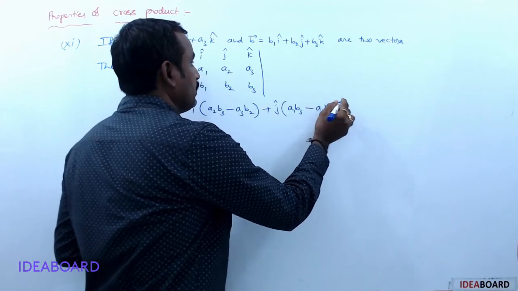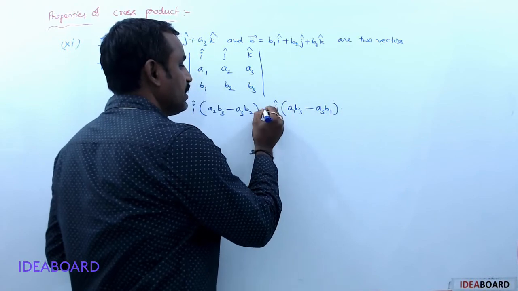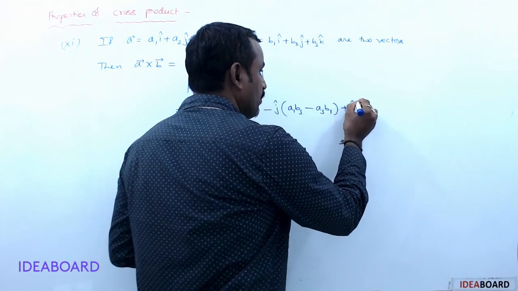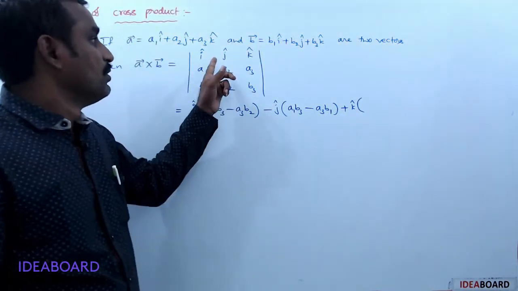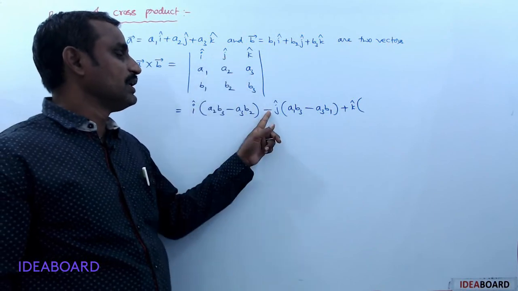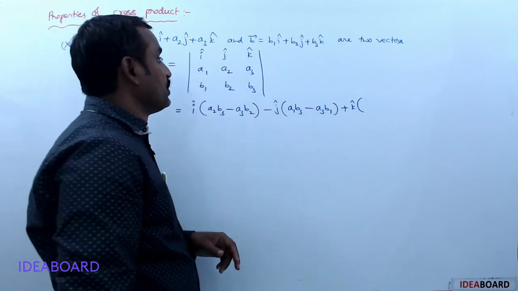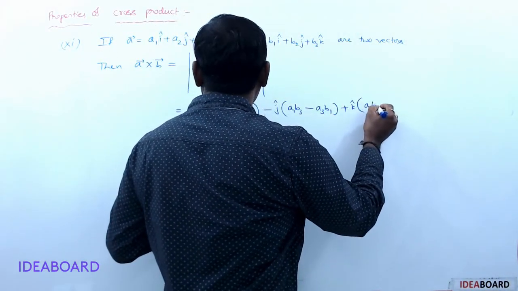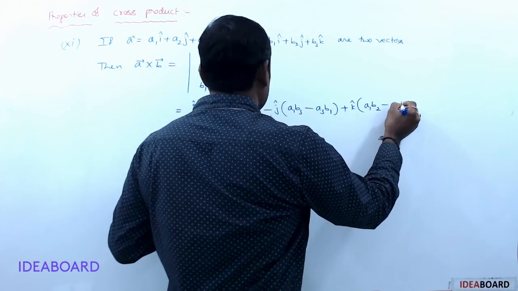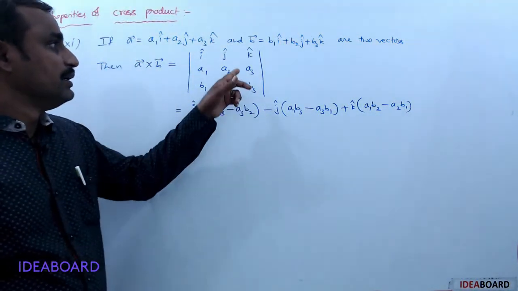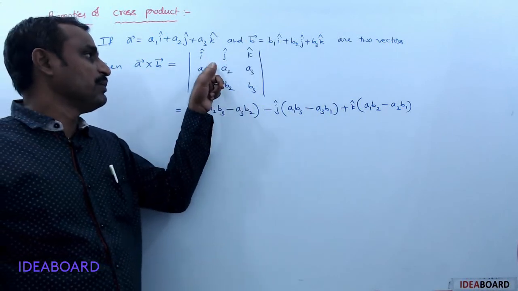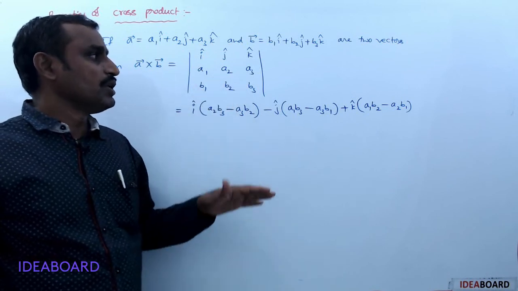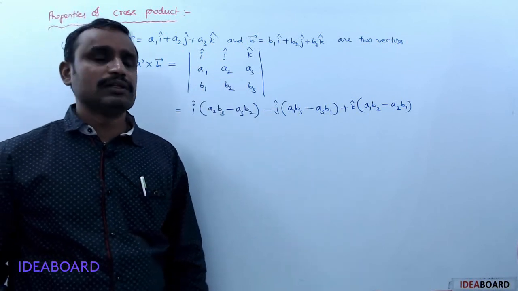Here this is minus J cap of, next plus K cap of, because of the cofactor you will get a negative sign here. Next, deleting the first row, third column, the remaining four elements determinant: A1 B2 minus A2 B1. So this is the procedure to get the vector.